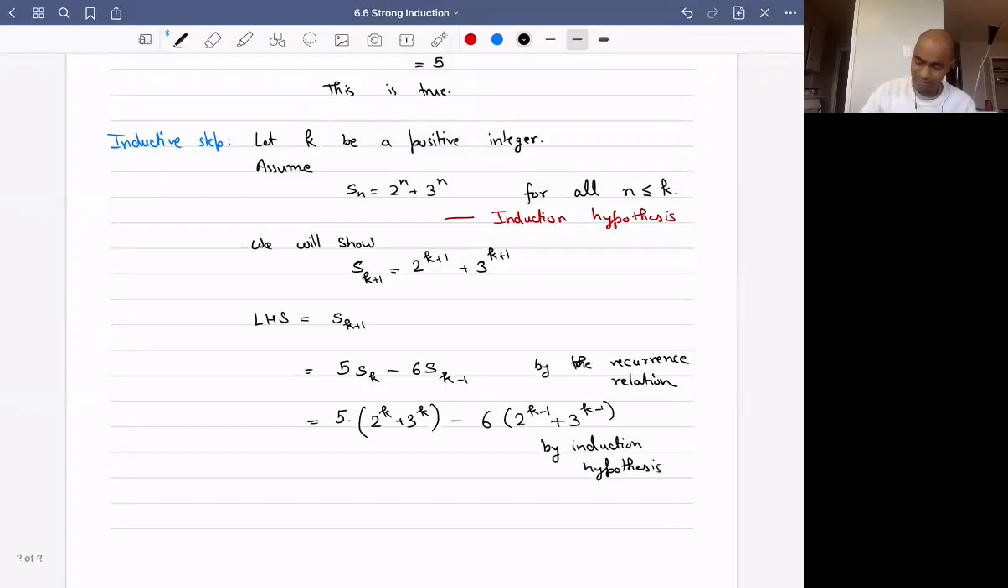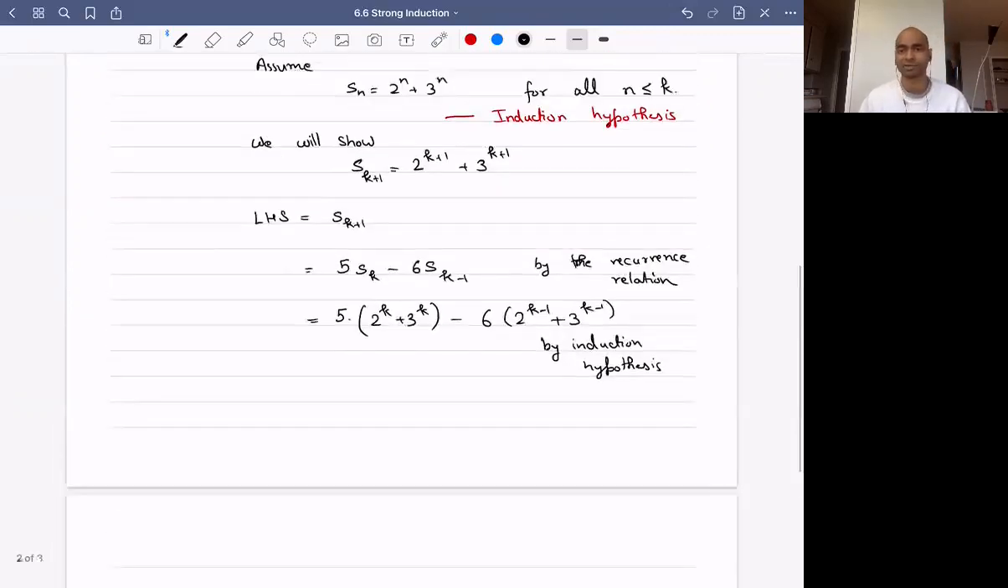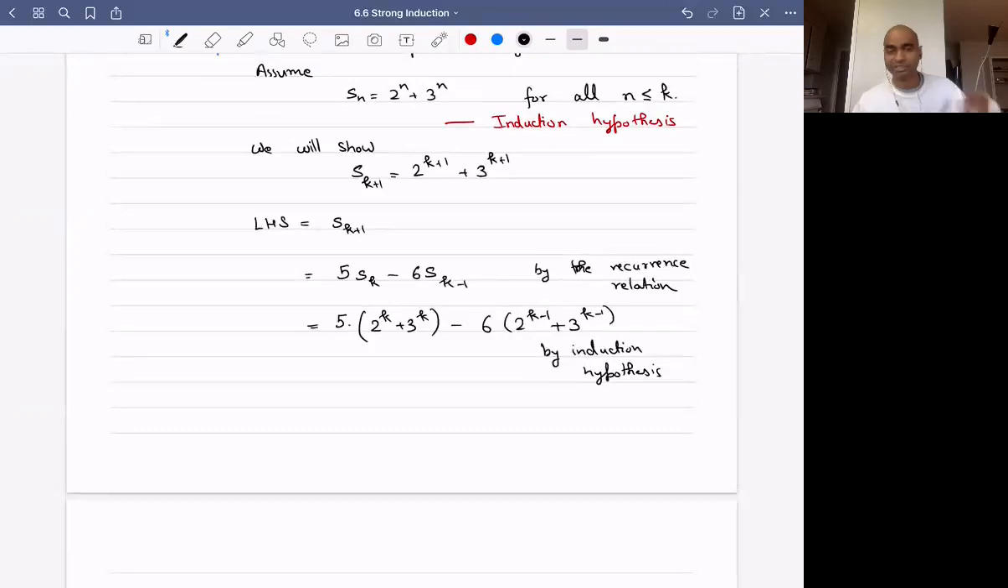Note that I really needed the strong induction hypothesis because I'm using the induction hypothesis for Sk as well as S(k minus 1). So I'm using the fact that that statement is true for every integer less than or equal to k, which includes k and k minus 1. If I had only assumed that Pk is true, then I could only substitute Sk, and I wouldn't be able to substitute S(k minus 1). This is the strongness part of your induction hypothesis, the second piece in this equation.